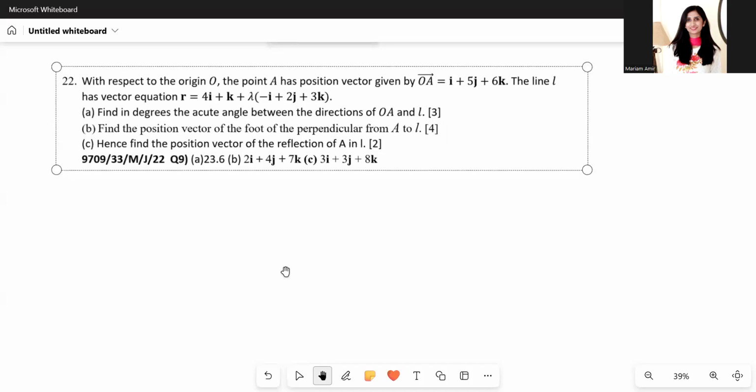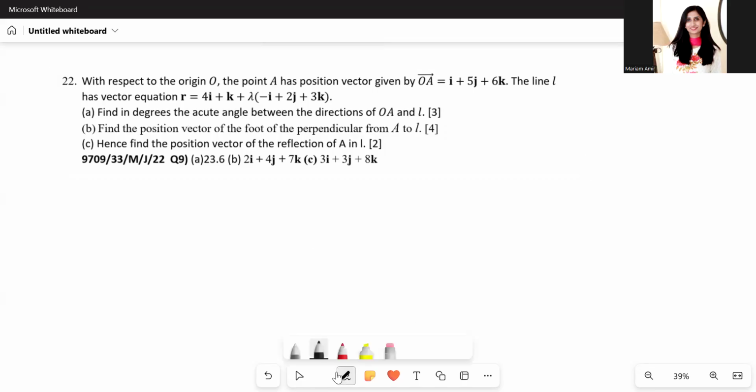With respect to the origin O, the point A has position vector OA equals i plus 5j plus 6k, and the line L has vector equation r equals 4i plus k plus lambda times (minus i plus 2j plus 3k). Find in degrees the acute angle between the direction of OA and L.